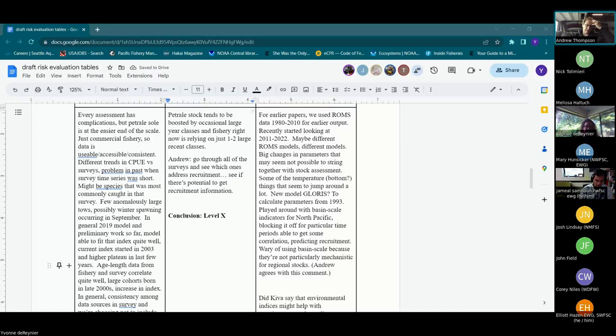But it could be a valuable piece of information for us, because one of the things we're trying to do here is say, in future years, do we think these particular stocks, Petrale or sablefish or whatever, are going to be in better or worse shape than they are now? That can be a metric by which we can help adjust the ABC. If we have some information that guides us as to whether it looks like there's one of these episodic strong recruitment classes, that would be a really good place for us to start.